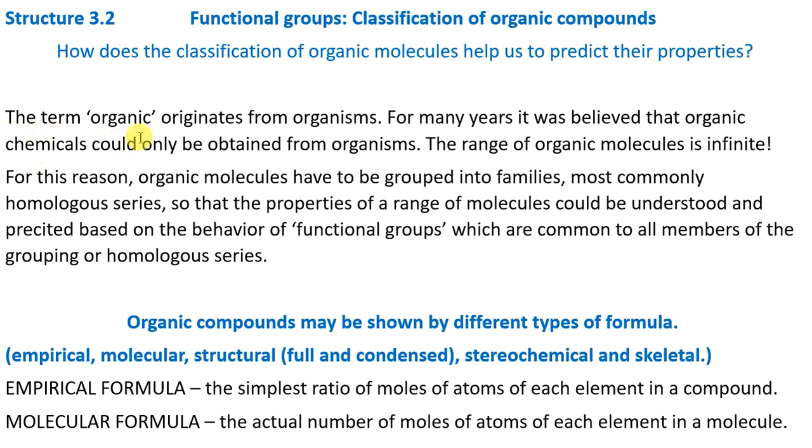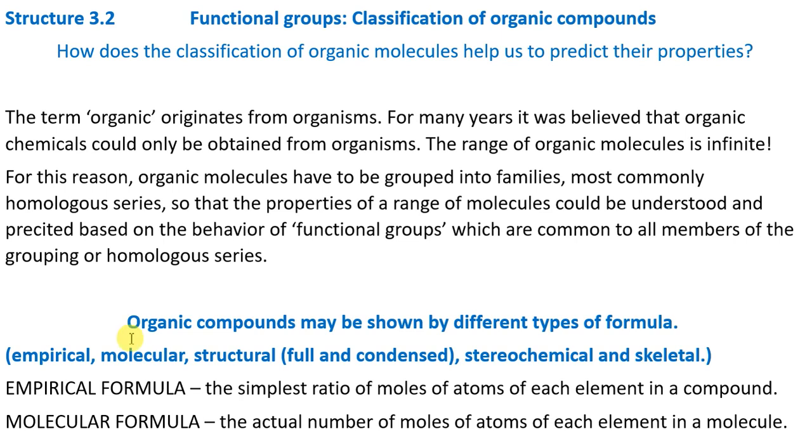Well, the term organic originates from organisms. For many years, it was believed that organic chemicals could only be obtained from organisms. The range of organic molecules is infinite. For this reason, organic molecules have to be grouped into families, most commonly homologous series, so that the properties of a range of molecules could be understood and predicted based on the behavior of functional groups, which are common to all members of the grouping or homologous series.